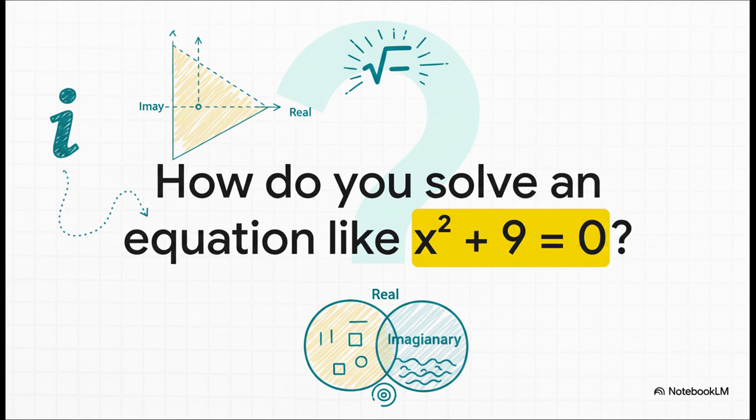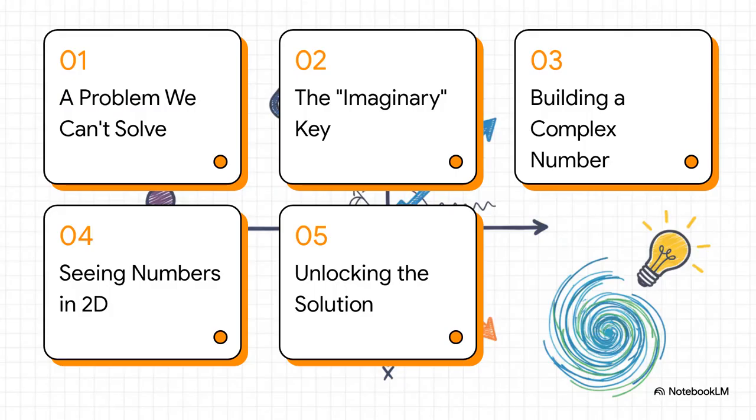Now, if you try to solve it the old-fashioned way, you hit a wall, and you hit it fast. You get x squared equals -9. And you stop and think, wait a minute, what number, when you multiply it by itself, gives you a negative number? With the numbers we use every day, there isn't one. It's impossible. So here's our game plan for this explainer.